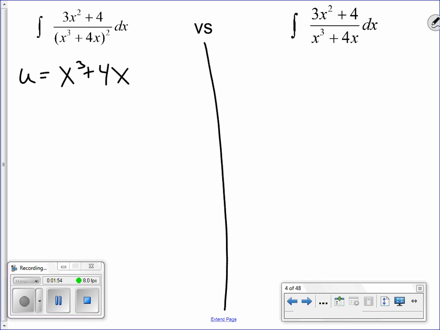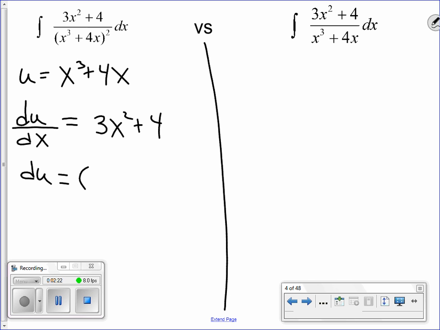Now, before we can rewrite this in terms of u and du, we have to get du. So du is simply the derivative times dx. So, you know what, I'll write it out this one time. So what would du/dx be? 3x squared plus 4. And so du, you would get by just multiplying the derivative by dx, would equal 3x squared plus 4 dx.